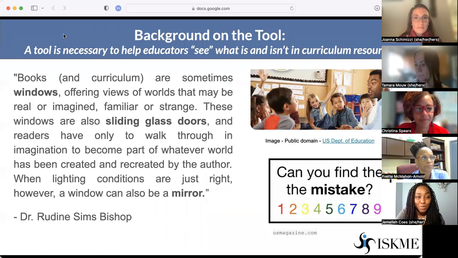So as we think about this tool, we think about Dr. Rudine Sims-Bishop and her idea behind windows, mirrors, and sliding glass doors. Books and curriculum are sometimes windows offering views of the world that may be real or imagined, familiar or strange. These windows are also sliding glass doors, and the readers have only to walk through an imagination to become a part of whatever world has been created and recreated by the author. When lighting conditions are just right, however, the window can become a mirror.